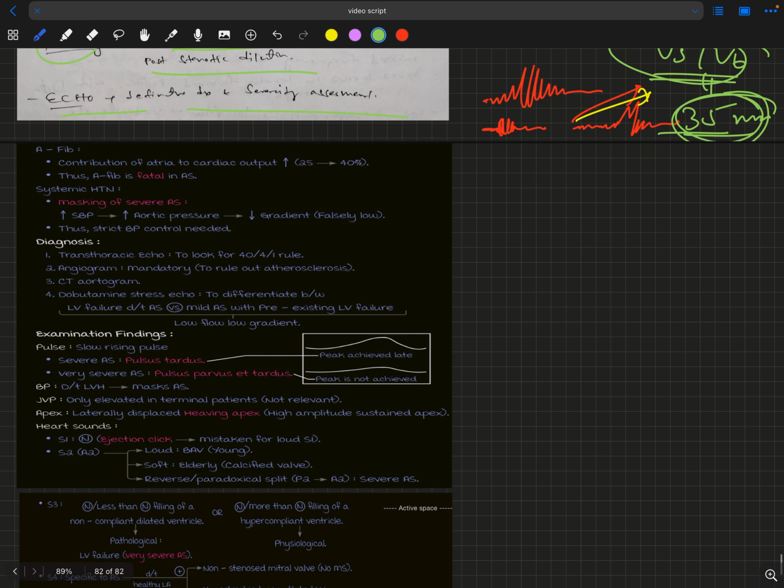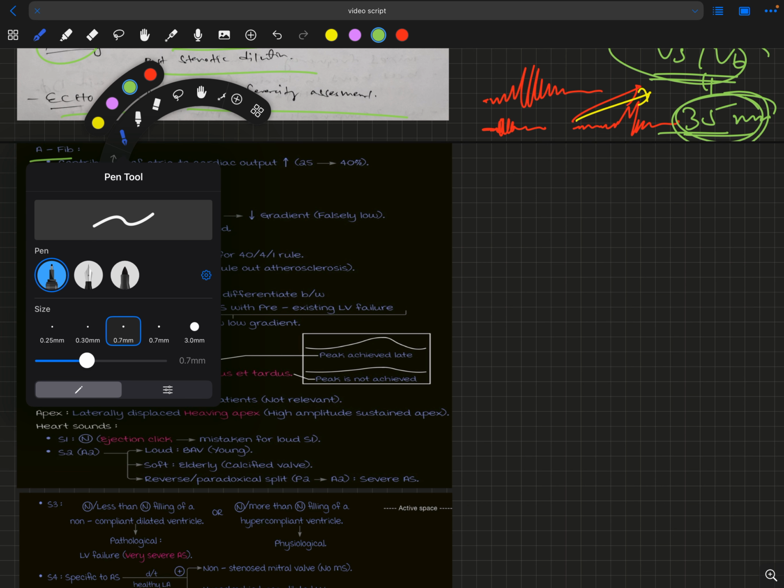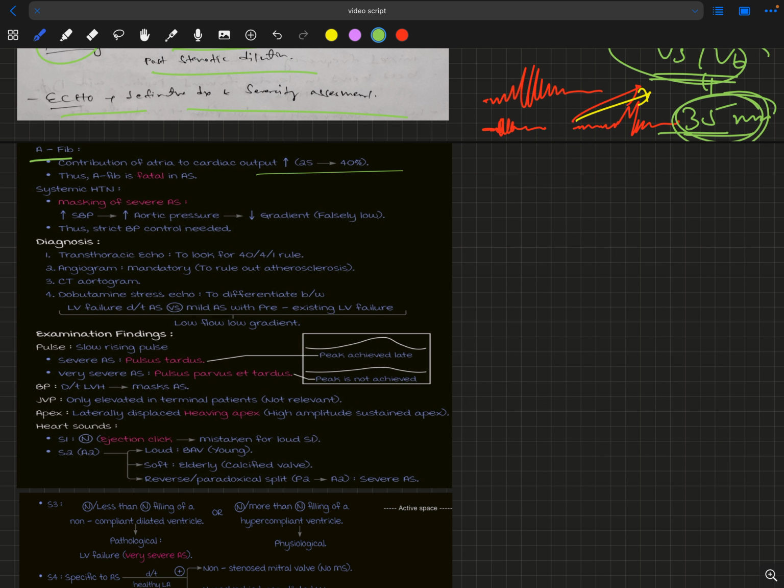So let's discuss again. In atrial fibrillation, the contribution of atria to cardiac output is about 25 to 40%. Thus atrial fibrillation is fatal in case of AS because the cardiac output is already decreased in case of AS. Now it is decreasing more because the atrial component is diminished in atrial fibrillation.